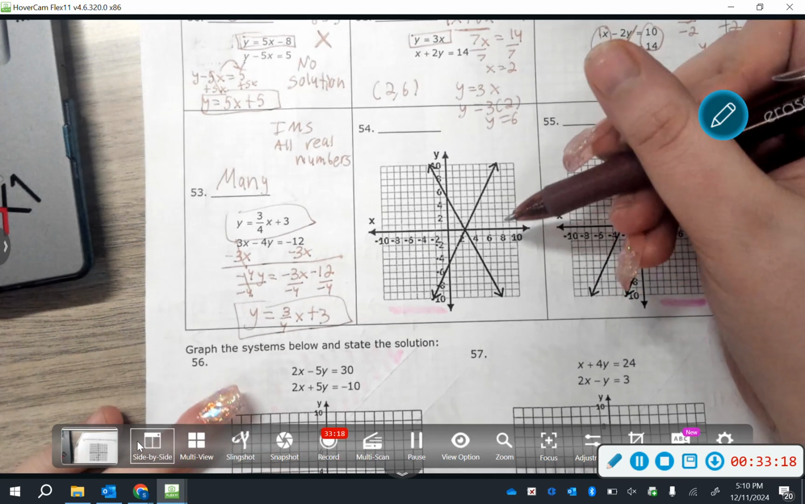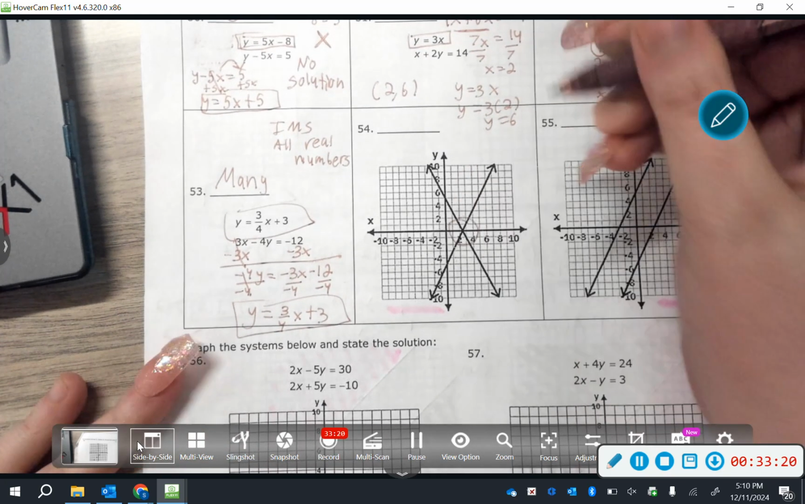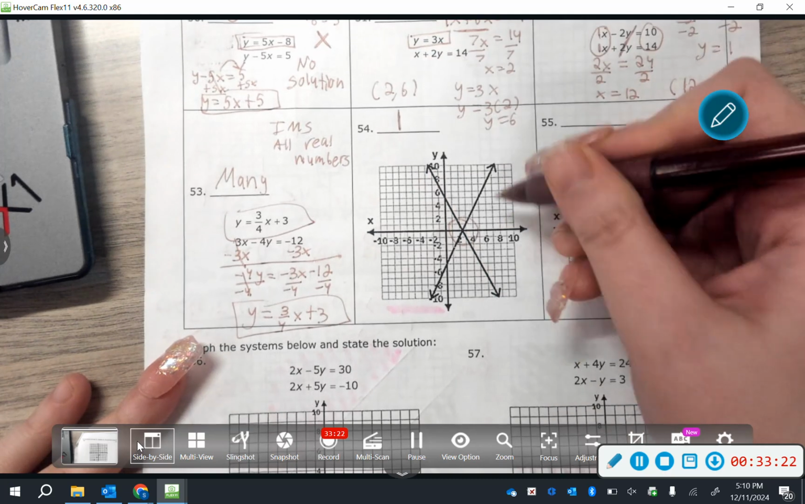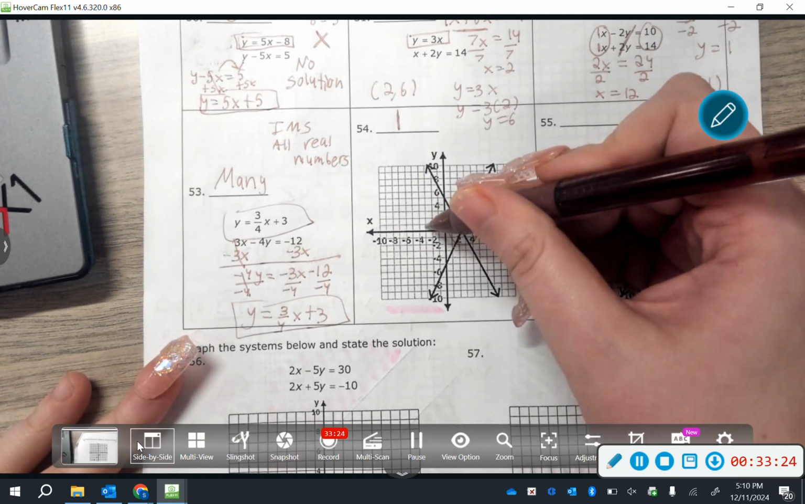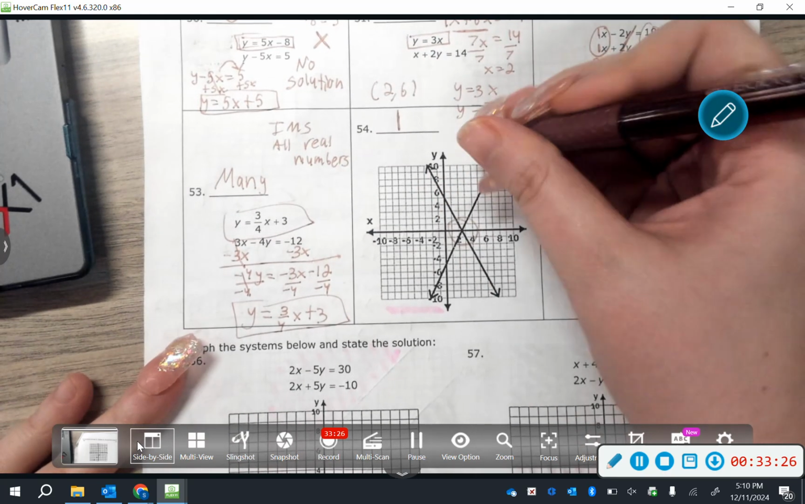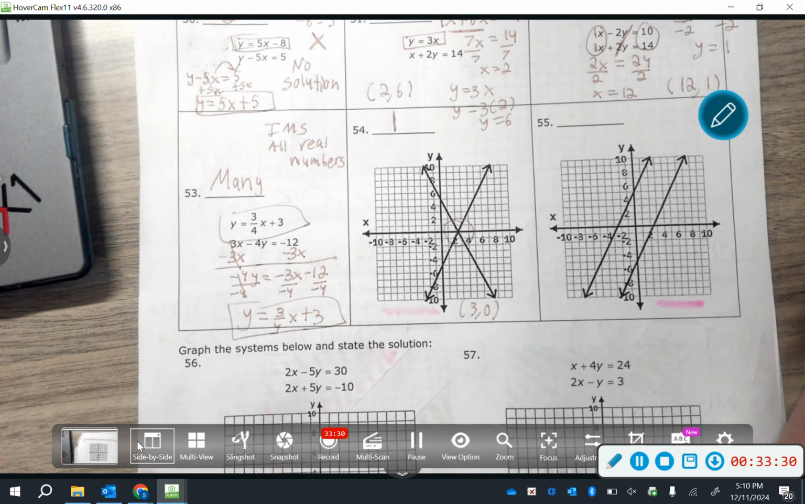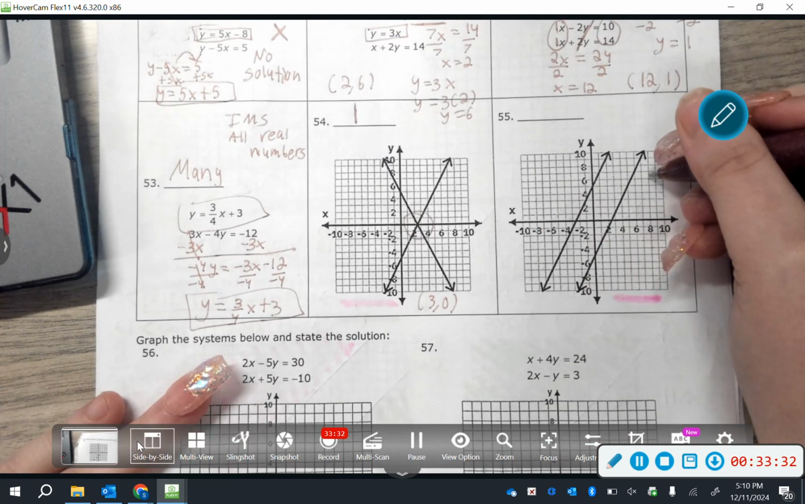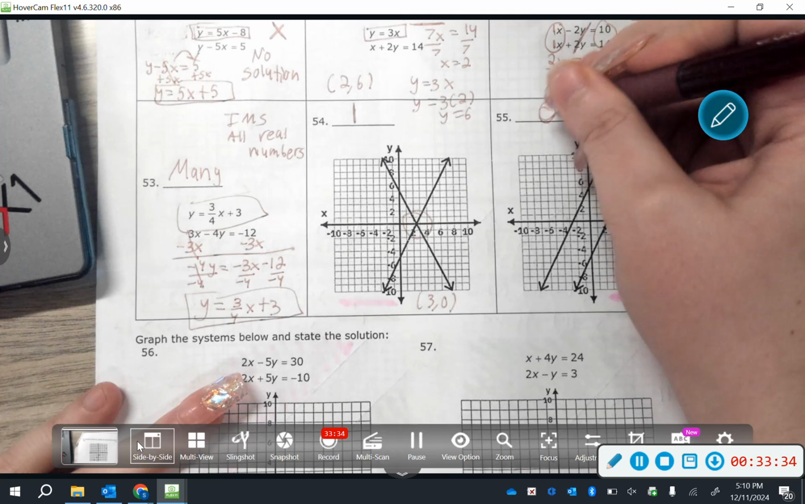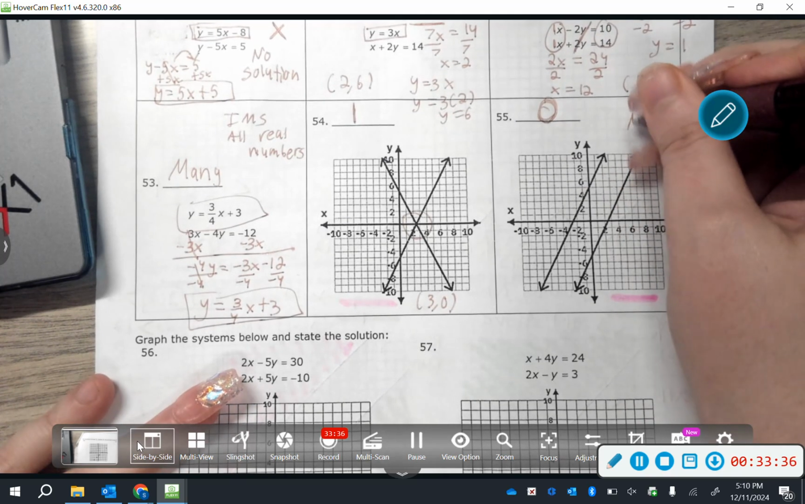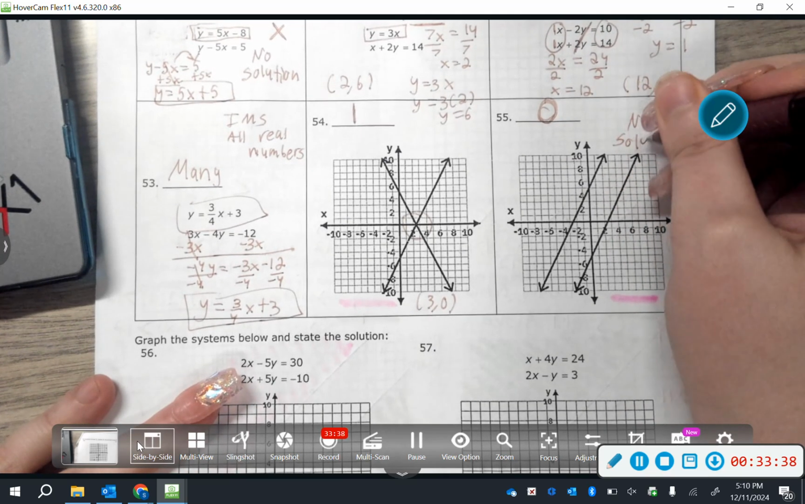There's many solutions. On this one, if they cross, there's only one solution. If I wanted what that crossing point was, that would be at 3, 0. Like I said, they're not asking for it, but I'm writing it down. On this one, if you have two parallel lines that never cross, there are no solutions. We call that no solution.